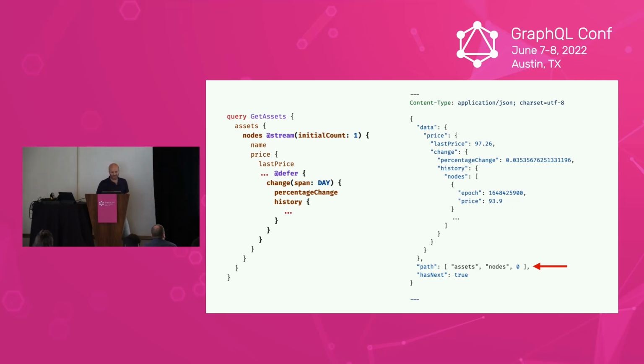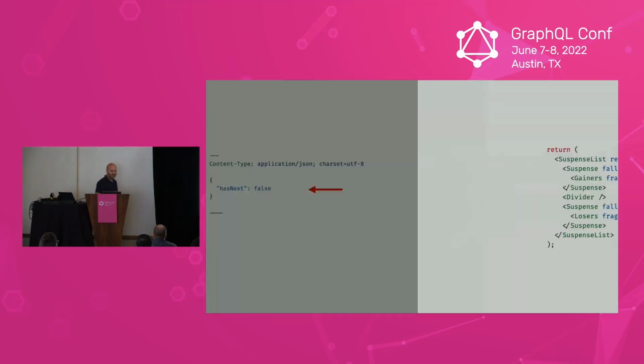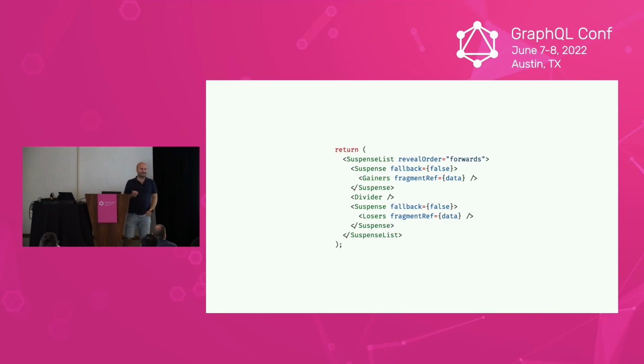And again, we have more payloads until at some point we have no payload anymore. And that's when we are finished. And the client knows, okay, all the patches were received. And this is really amazing if you use that with something like suspense list, where you now can define in your client applications when which component should be rendered when a certain data patch is coming in.